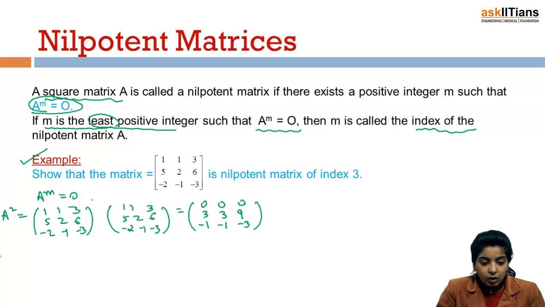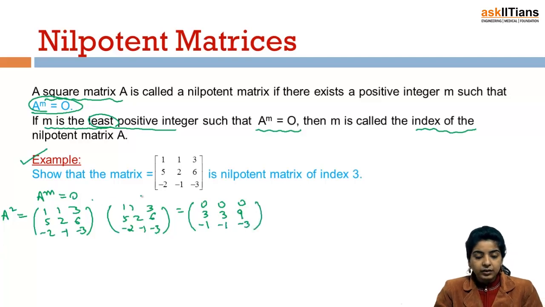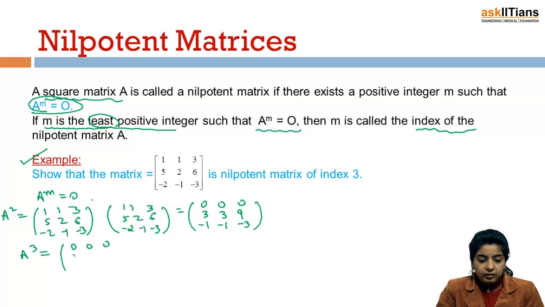Right? Now this is not a 0 matrix clearly. So what do we do? We now find out A cube, which is A square times A, that is 0 0 0, 3 3, 9 minus 1 minus 3, and then we multiply it by A. In fact, in this question it is saying nilpotent matrix of index 3, so A cube should come out to be 0.